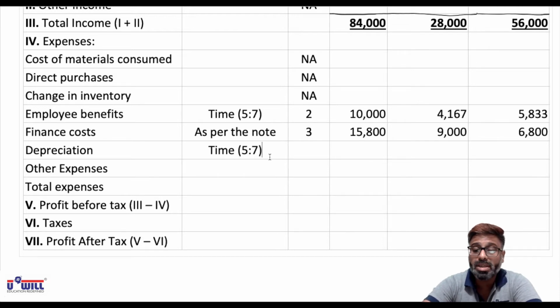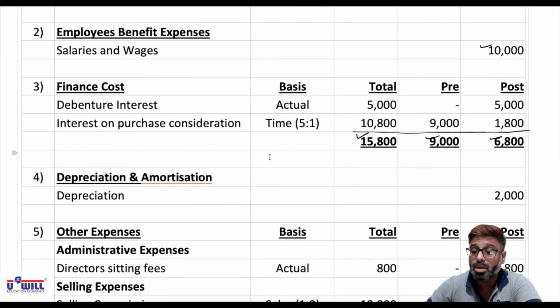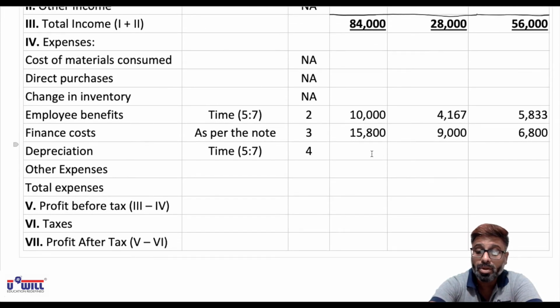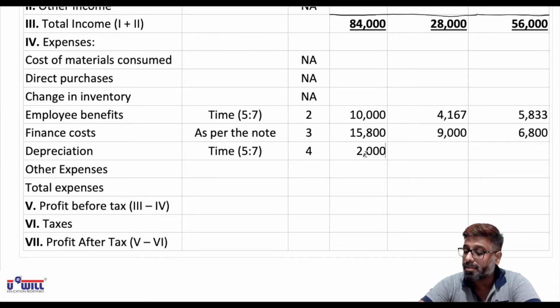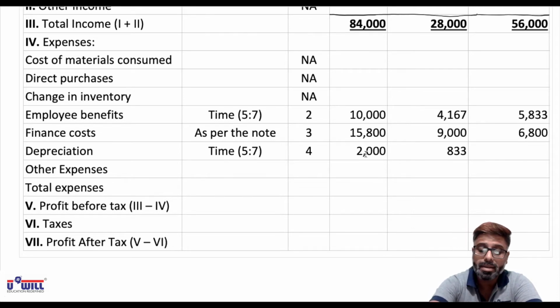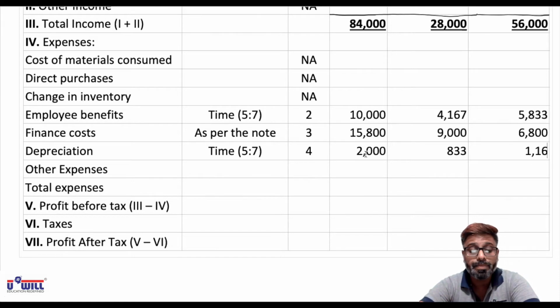Then depreciation will go on time basis, that is 5:7. Note number 4. What is the amount of depreciation as per note number 4? 2,000 rupees. So 2,000 we will distribute in the time ratio. 2,000 into 5 by 12, that is 833, and 2,000 into 7 by 12, that is 1,167.